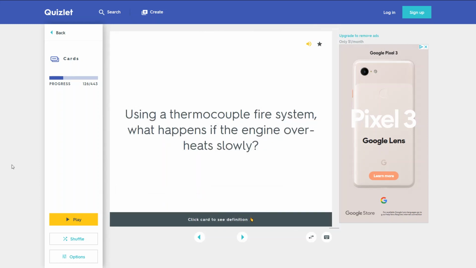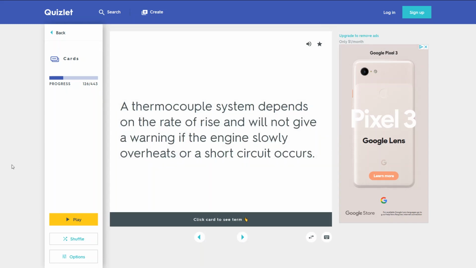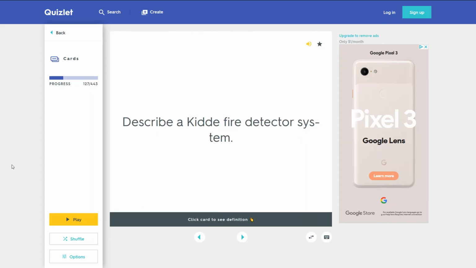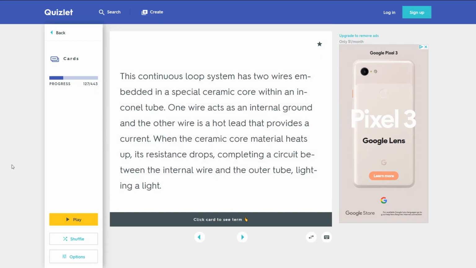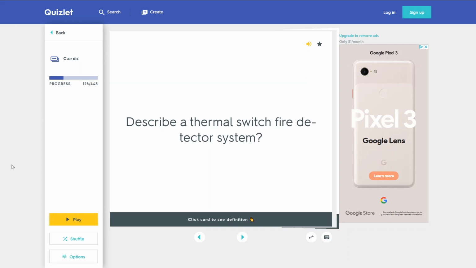Using a thermocouple fire system, what happens if the engine overheats slowly? A thermocouple system depends on the rate of rise and will not give a warning if the engine slowly overheats or a short circuit occurs. Describe a Kidde fire detector system. Describe a thermal switch fire detector system.